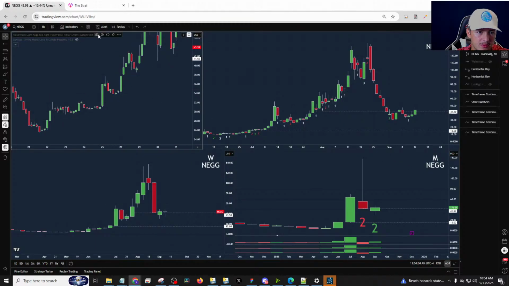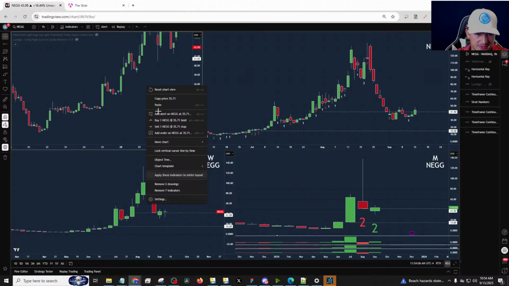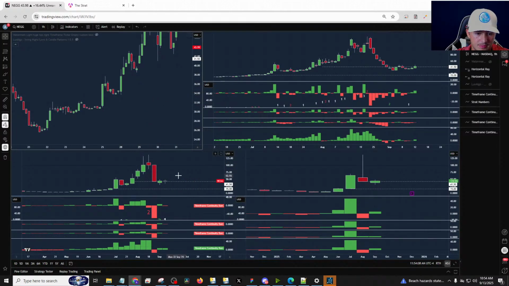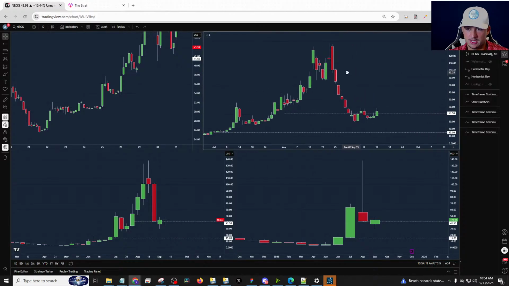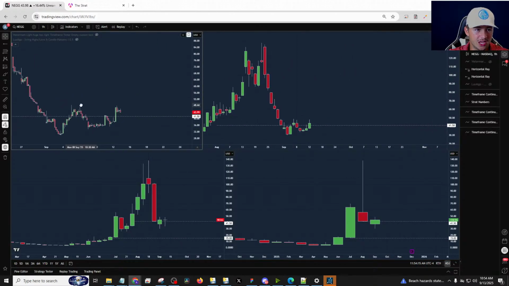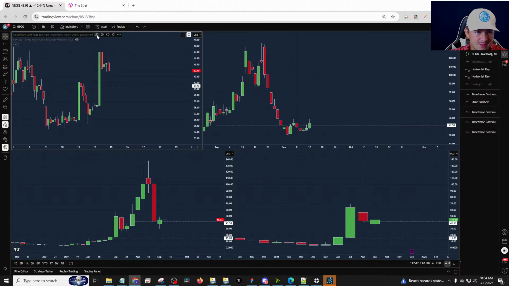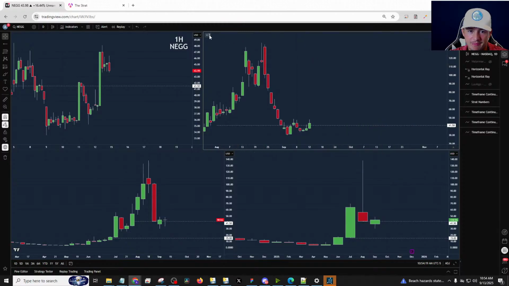Like for me, I like this. No indicators. The only thing I do like is having the time frames because it makes it easier for you to see what's going on.